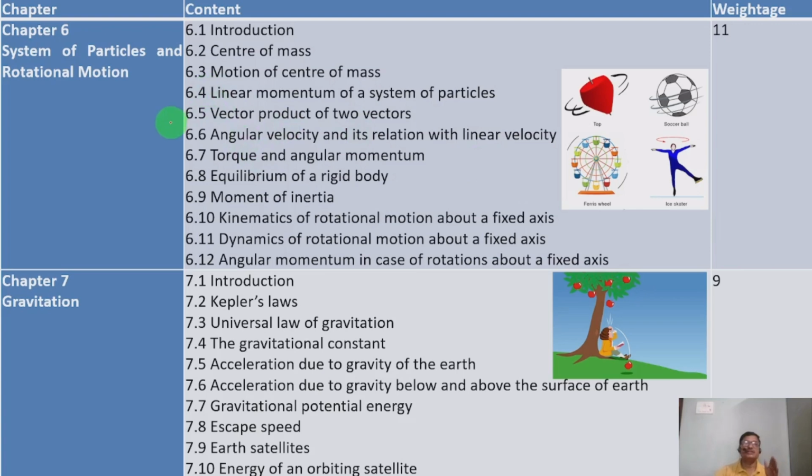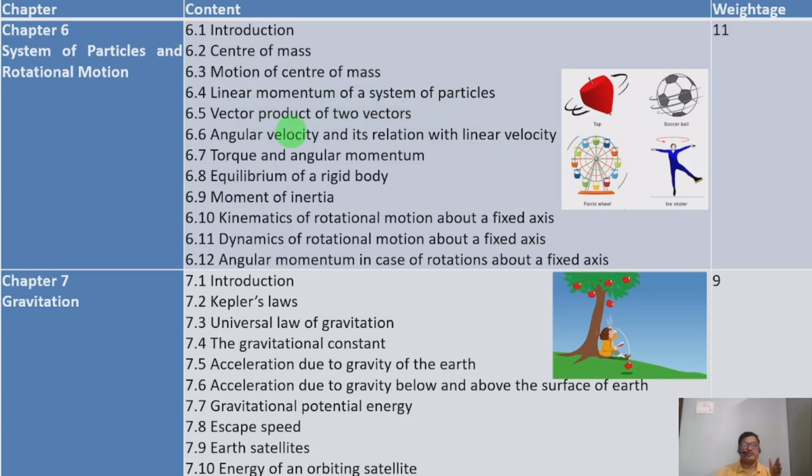Then chapter 6, system of particles and rotational motion. If a system of particles is there, and the rotational motion. When some object rotates, the rotational motion regarding that we are going to study. 6.1 introduction. 6.2 center of mass. It is a point where the average mass is acting, that we are going to take. Then 6.3 motion of center of mass, and 6.4 linear momentum of a system of particles.